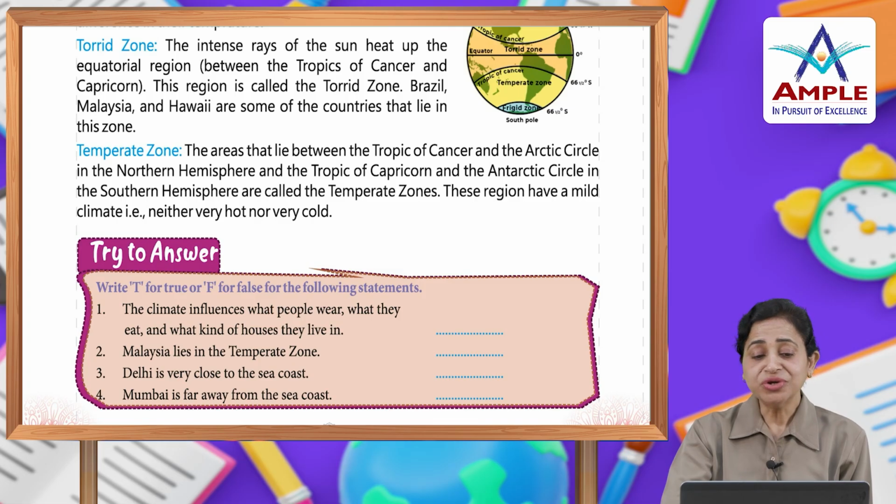Try to answer, children. Write T for true and F for false for the following statements.